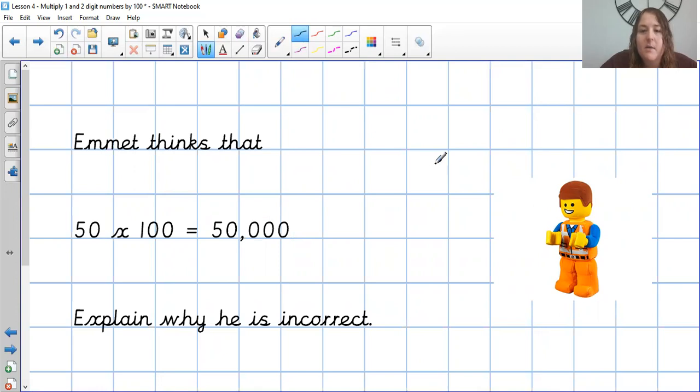So if I had my 50 up here, 2 spaces to the left, my 5 would be in my thousands, my 0 would be in my hundreds, and I add 2 space saver zeros on. What Emmett has done is he's obviously moved it 3 spaces because he's then added his 3 zeros onto the end. So the answer should be 5,000. Again, really quite straightforward this morning.